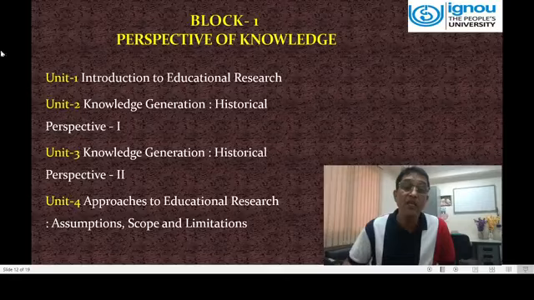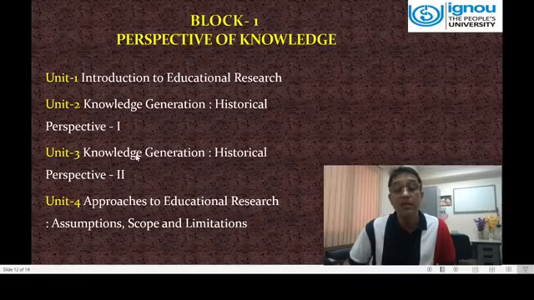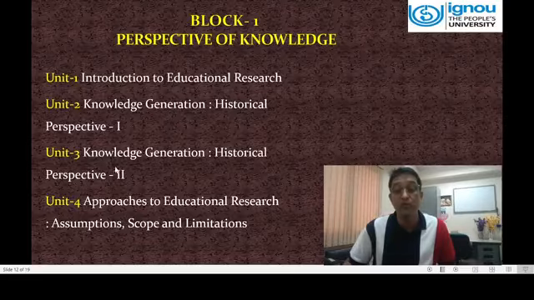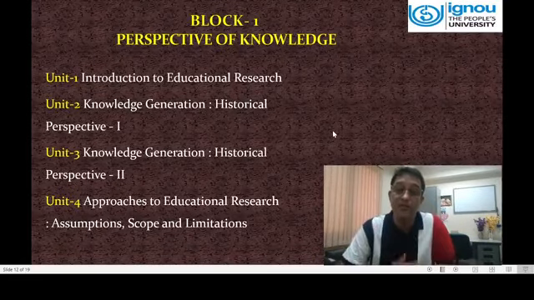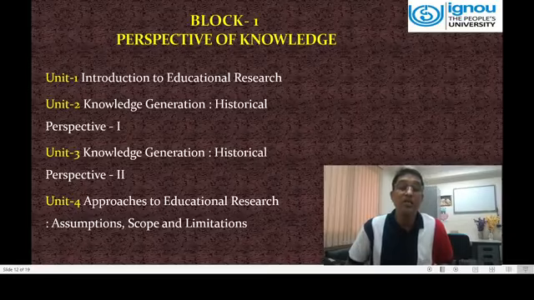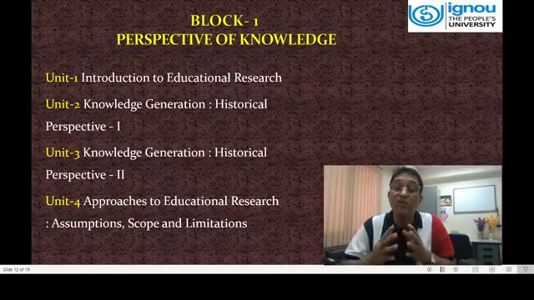Then further in unit 2, we'll discuss knowledge generation, that is historical perspective 1, and in unit 3, that is knowledge generation historical perspective 2. So here we will be discussing how knowledge generation takes place, how can we create knowledge, and what are the historical perspectives. That means what are the earlier practices. So what are the different practices that we follow for creating knowledge, for generating knowledge.